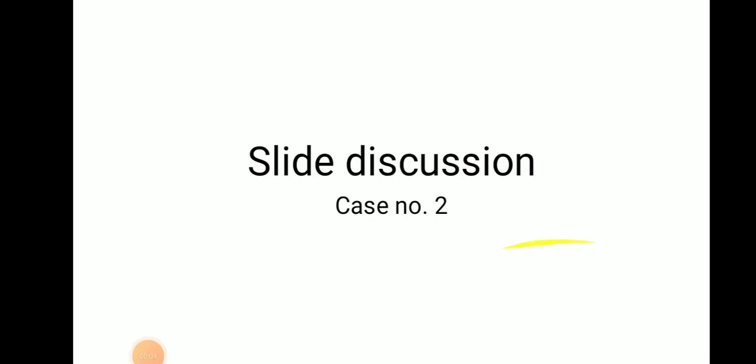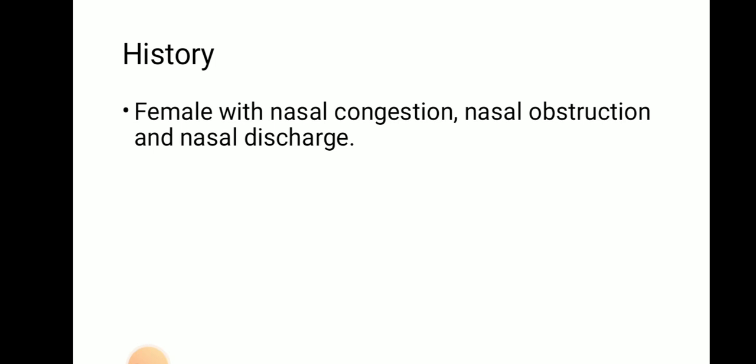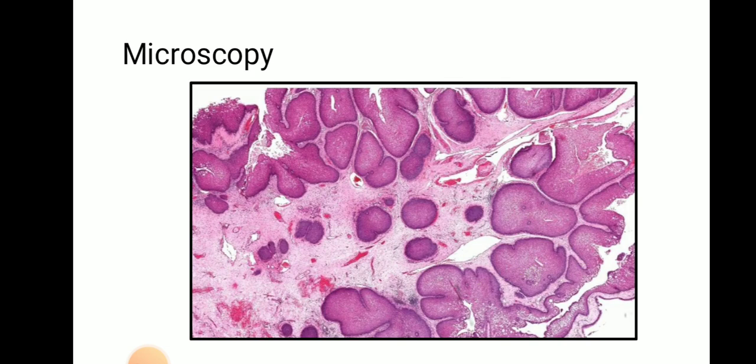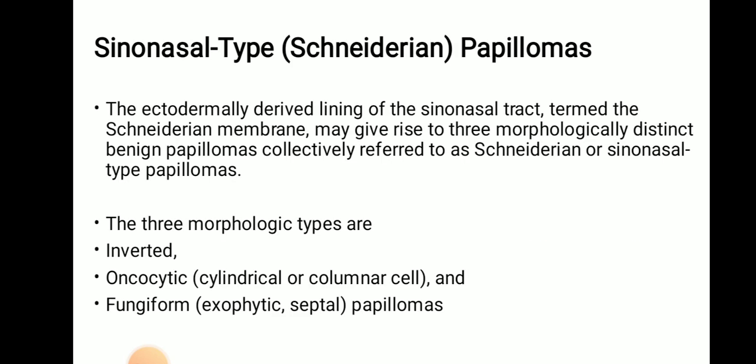Case number 2. History given to us was female with nasal congestion, nasal obstruction and nasal discharge. This was the microscopic image. In this image, we can see prominent downward endophytic growth of round to elongated epithelial nests with smooth outer contour. Underneath, stroma is showing edema and congested blood vessels. So, the diagnosis was inverted sinonasal papilloma.